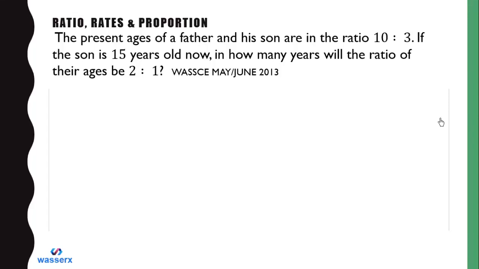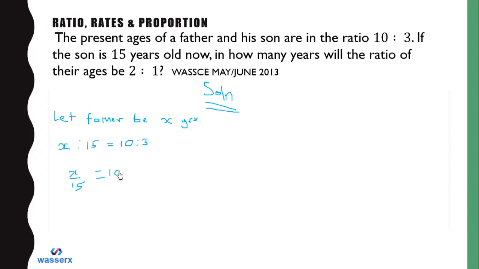The present ages of a father and his son are in the ratio 10:3. If the son is 15 years old now, in how many years will the ratio of their ages be 2:1? So we let the father's age be a variable, let's say x. So the father is x years old now, and the ratio x is to 15 is equal to 10:3. So x over 15 is equal to 10 over 3. So x is equal to 10 over 3 times 15. This will give us 50 years. So the father is 50 years now.